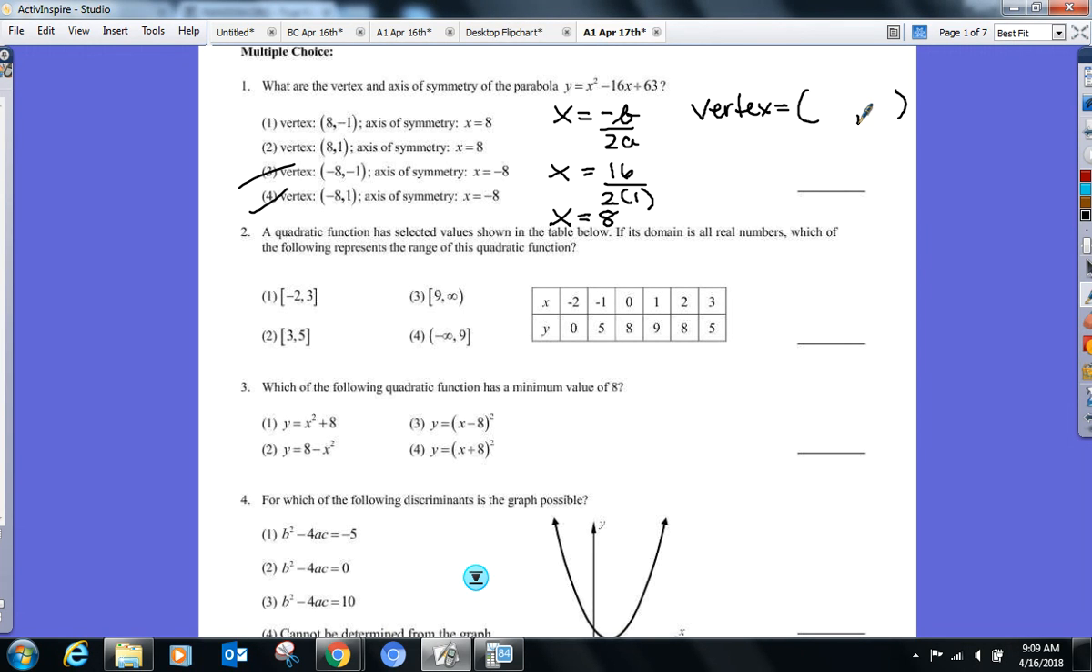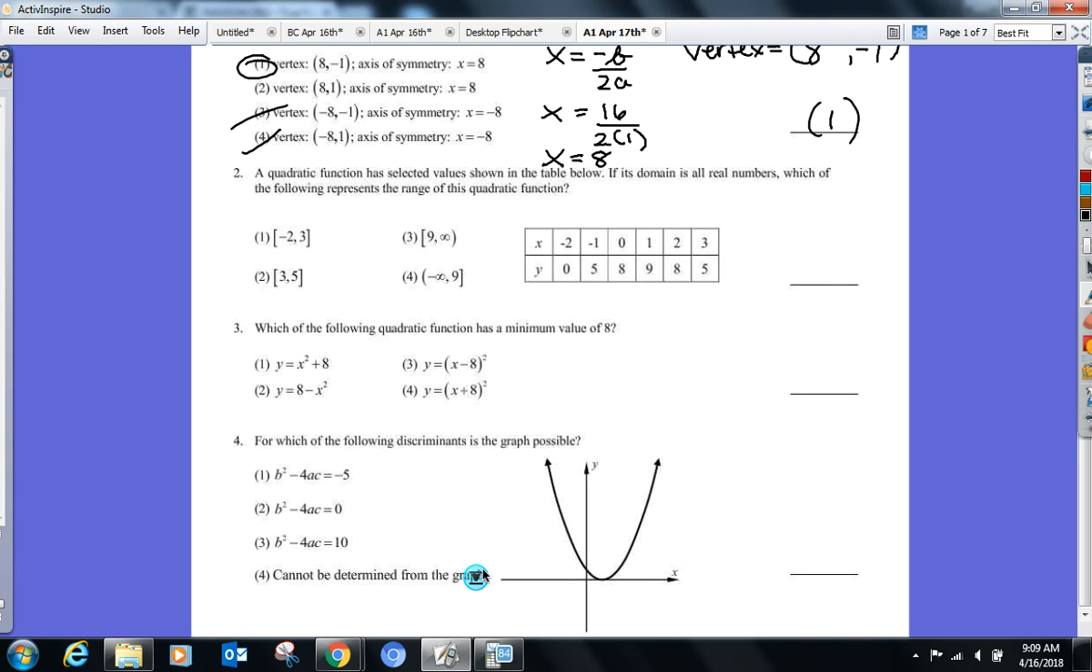And we end up with, what was your y value? Should have been -1, so that's your y value for the vertex, so it's 8, -1. Choice 1. All good? Vertex, axis of symmetry. All right, let's look at the next one.